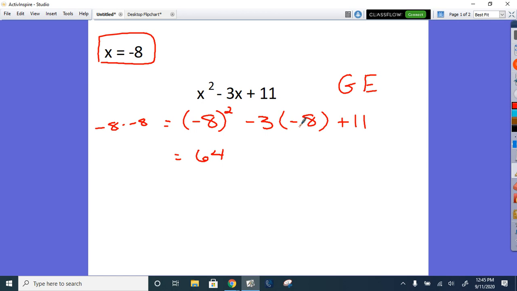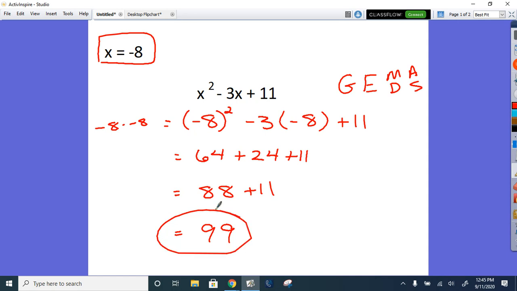Here you have to be very specific and particular. -3 times -8 actually ends up becoming a positive 24. And then plus 11, there's nothing else there. So I actually went to my next set with multiplication, division, and I'm finally down to addition and subtraction. So from here, I'm just going to add a group of terms at a time. So 64 and 24 becomes 88, plus 11, and then 88 plus 11 is equal to 99.